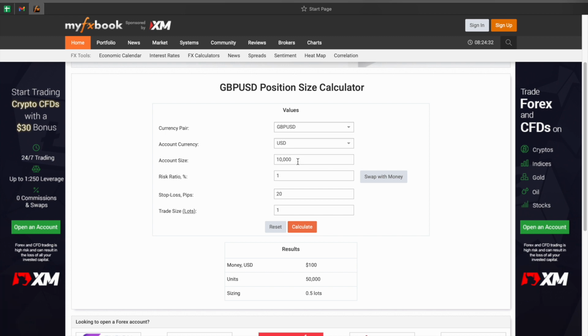So let's just say, for example, I have a 10,000 US dollar account and I want to risk 1%. My stop loss is 20 pips. Once you hit calculate, it shows you that in order to risk $100, which is 1% of 10,000, you need to open 0.5 lots on your trade.